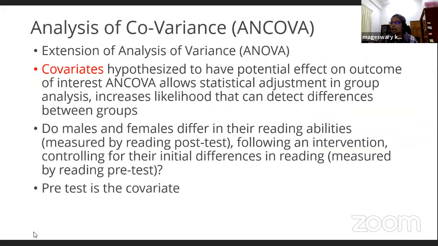Now, analysis of covariance. So what is the difference between ANOVA and ANCOVA? Okay, so t-test is comparison of two means. ANOVA is comparison of more than two means.